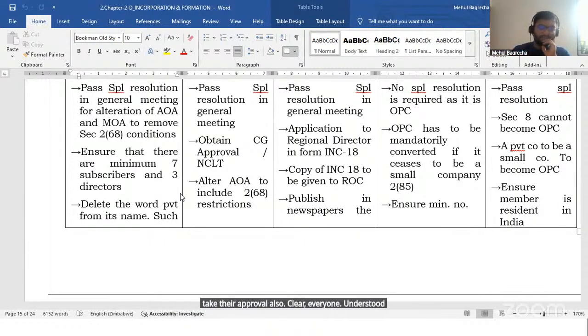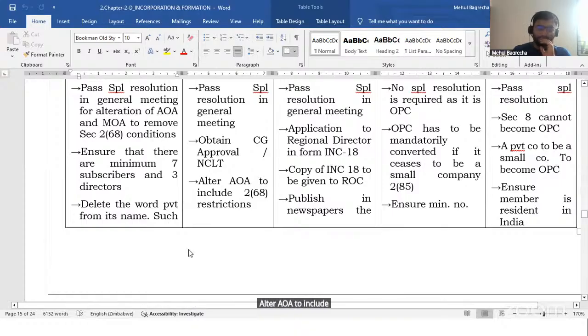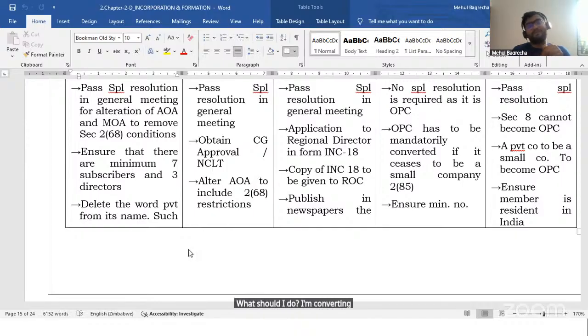Understood? Next. Alter AOA to include section 2 clause 68 restrictions. What should I do? I'm converting a public company to private. So I have to include section 2 clause 68 conditions. What are section 2 clause 68 conditions?